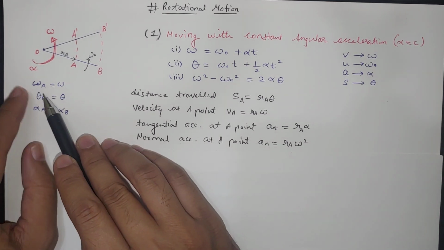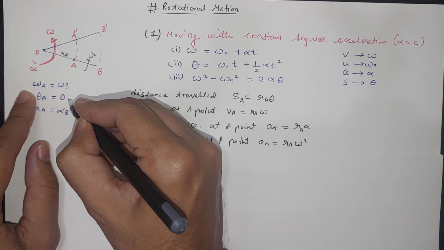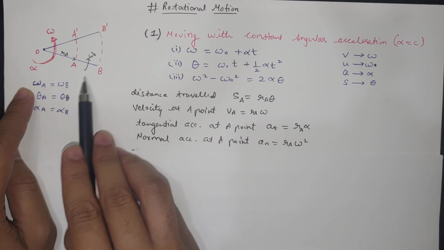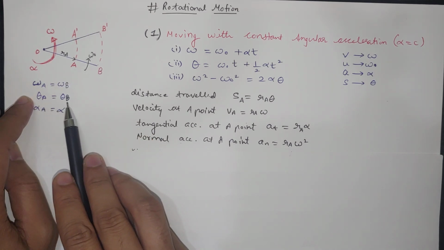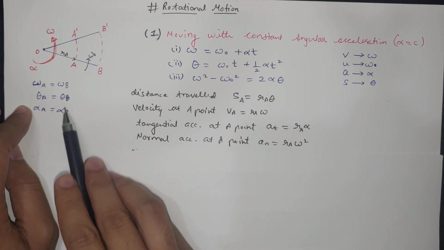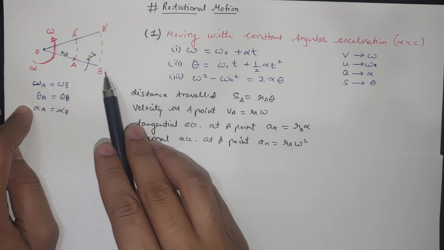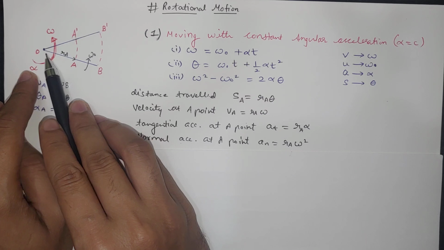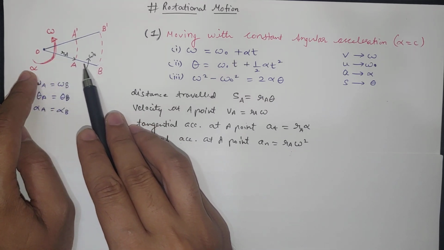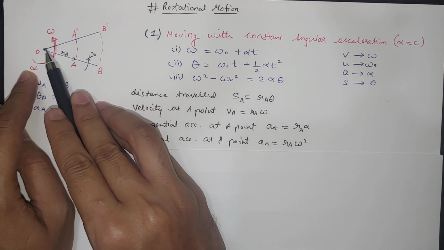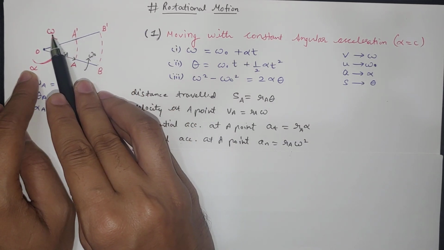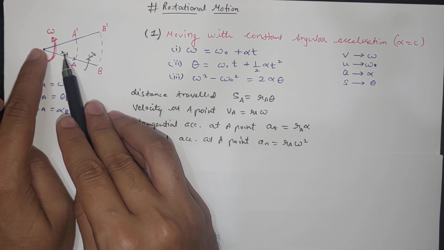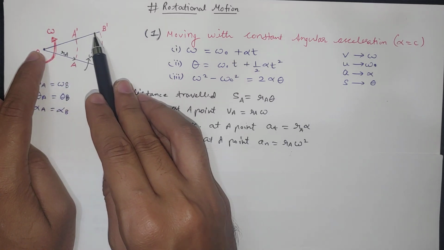And if you see here, the omega of point A and point B will be the same. Omega A will be equal to omega B, theta at a particular angle will be equal for A and B, and alpha at A will be equal to alpha at B. So it is irrespective of the position on the rod. Alpha will be the same for all the points on the rod, and for a particular angular velocity, let's say omega naught, all the points on this rod will have omega naught. At this particular position all the points will have angular velocity omega. Similarly the theta between A dash and A, and B dash and B, will be the same.